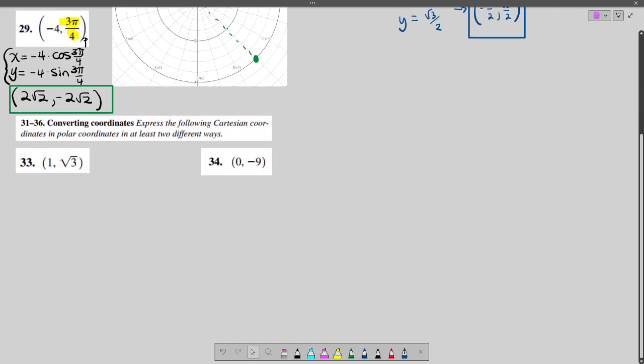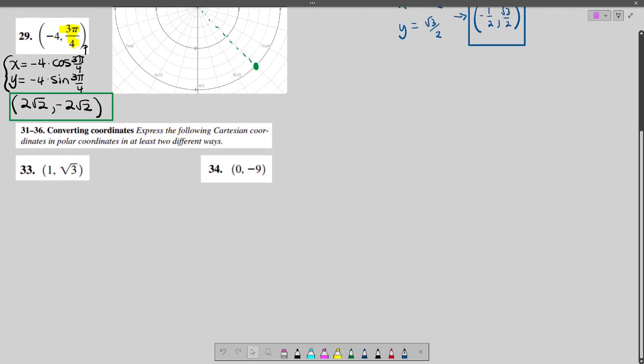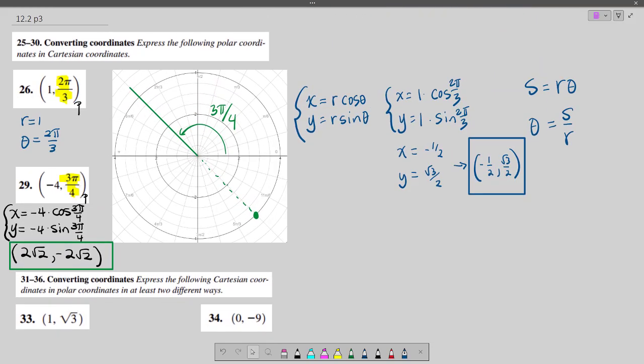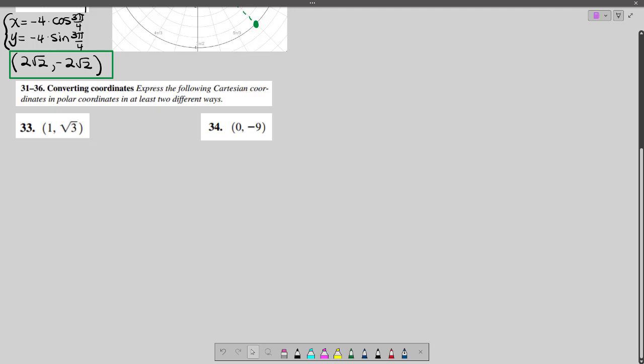Now going the other way is harder. So express the following Cartesian in polar. This is harder. Finding Cartesian is easy because the formulas have x and y isolated already. So you just have to plug in the r, plug in the theta, and kind of blindly multiply them. So that's easier. So here we have a little more work to do.